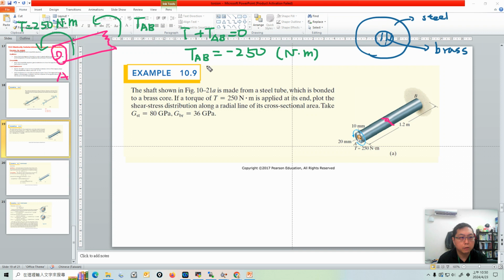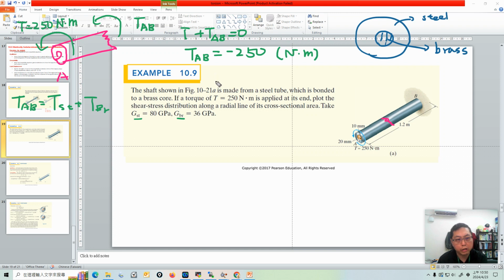This torque must be considered carefully, because this member is made of two materials, so each component will contribute to the torque. Because the coaxial members are attached to each other, they must both contribute to the total torque of the system. So T_AB is equal to the torque of one, steel, plus the other, brass. I hope you can understand this point.